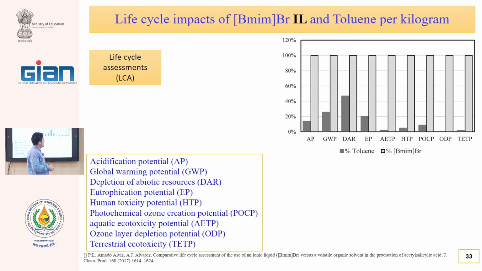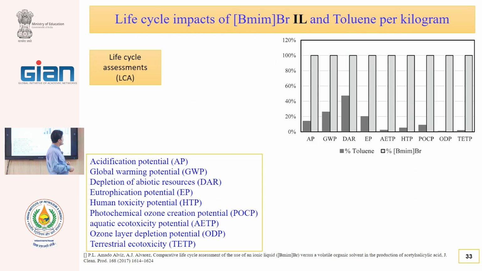There are many categories, for example eutrophication potential, how it affects the growth of microorganisms in the eutrophication process. Human toxicity: this compound is toxic for humans, toxic for vegetables. Photochemical ozone creation potential, aquatic toxicity, very different categories, more than 20 or 30. And in this assessment, we use software; the name of the software is SimaPro, for assessing the life cycle.